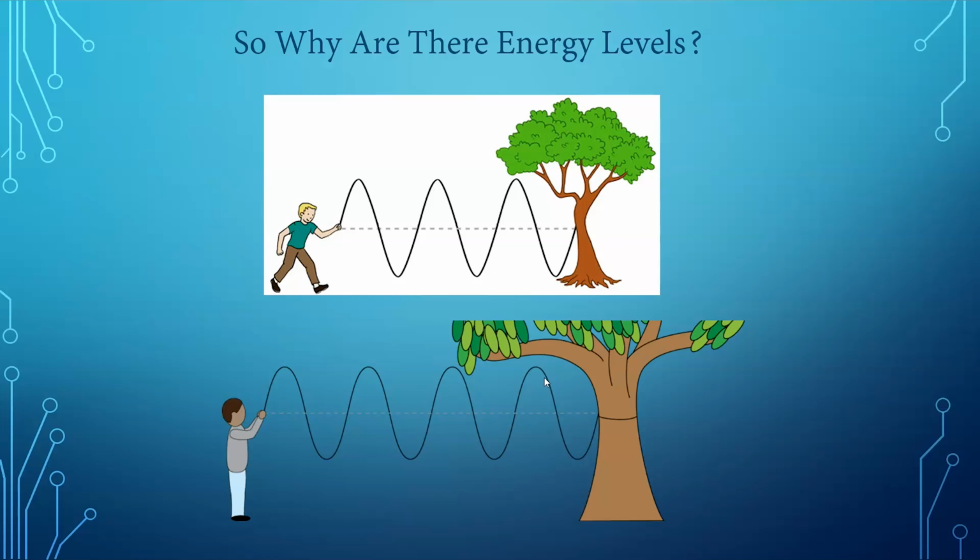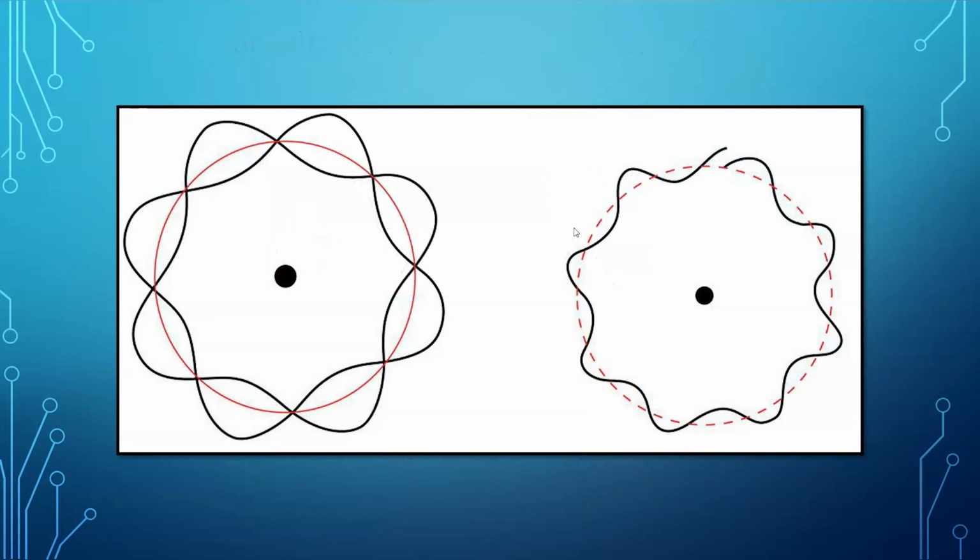If you do this at home, or if you've ever done this, the one thing you will notice is the number of peaks is always a whole number. The wave must start at one end and must finish at the other end. It can't just end up here. It wouldn't be connected to the tree. So in order for the wave to maintain its integrity, there has to be a whole number of wavelengths.